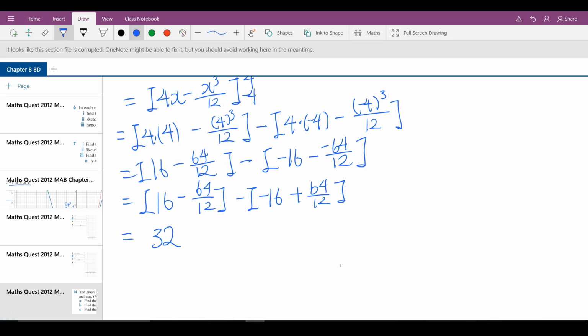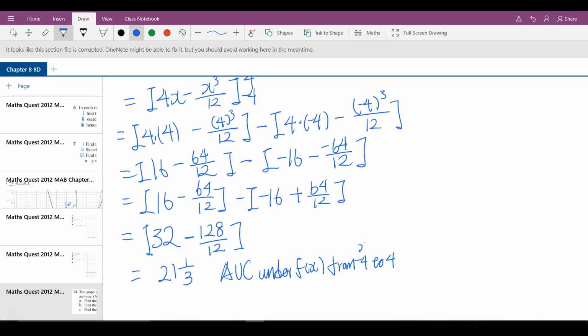-64 over 12 minus positive 16 over 12. So that just becomes negative 128 over 12. All right, like that. Again, can we simplify that? Let's see, 128 divided by 12. Okay, so 32 minus that gives us 21 and 1/3. All right, that's the AUC under f of x from -4 to 4. All right, this is your x value.